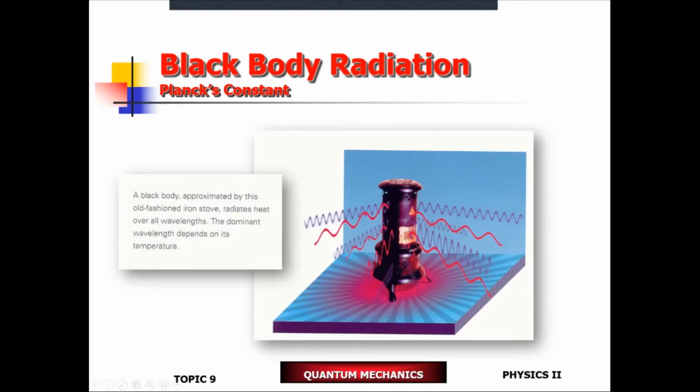This guy, his name is Planck. It's not Planck, it's Planck. It's Planck. German. It's a hard A. Solves the problem regarding the black body radiation.